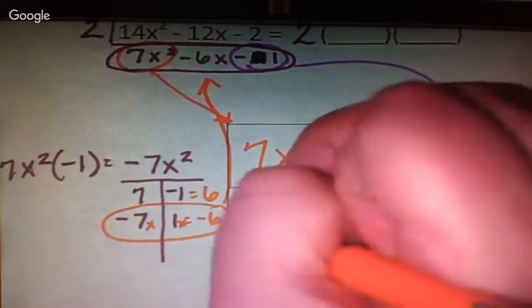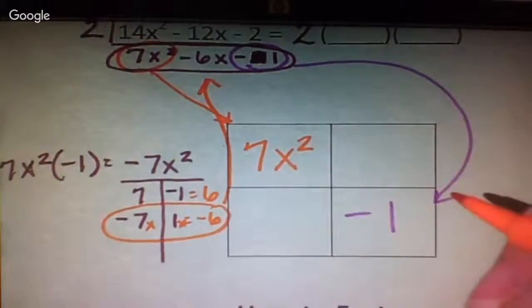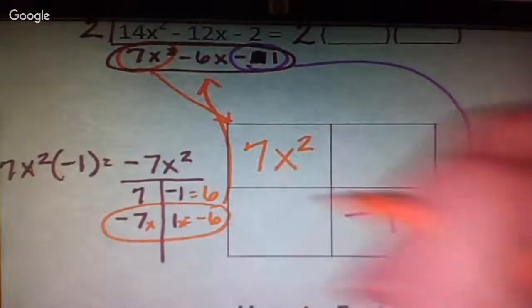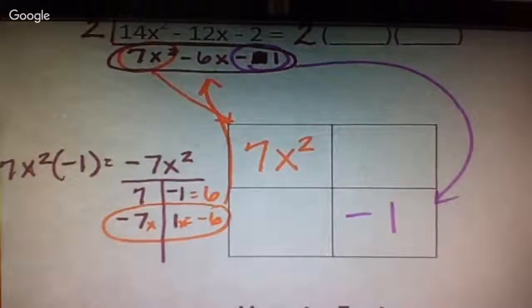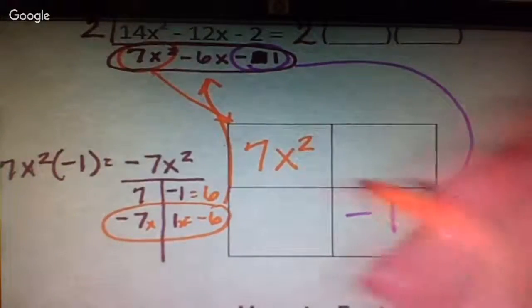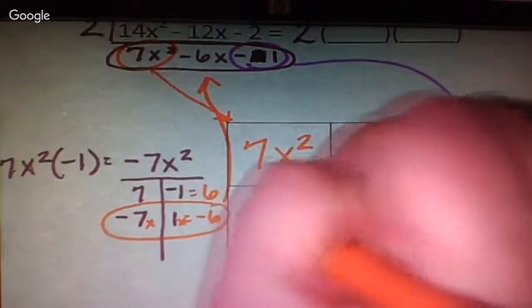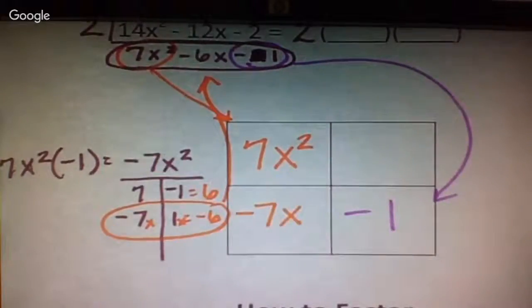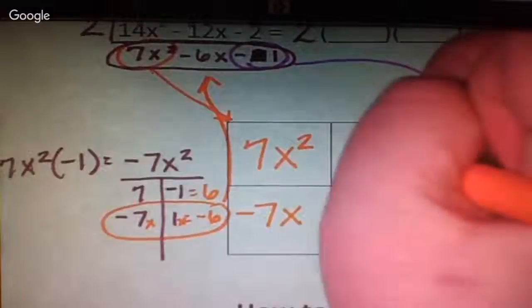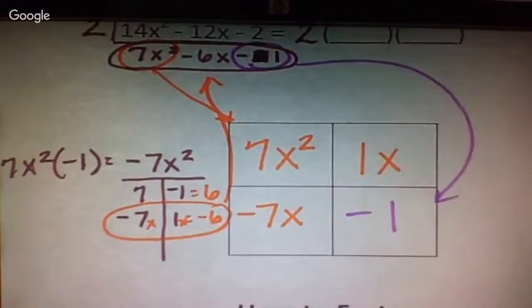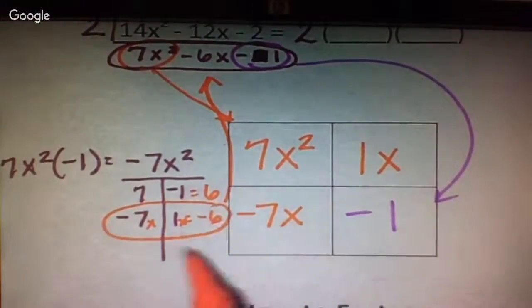How about putting an x to the back down? You can't do it then. It has to be an even. So if it was x to the 4th, you could do x squared and x squared. Okay. So one of these, negative 7x goes into one box and 1x goes into the other. Okay, I got these from here.